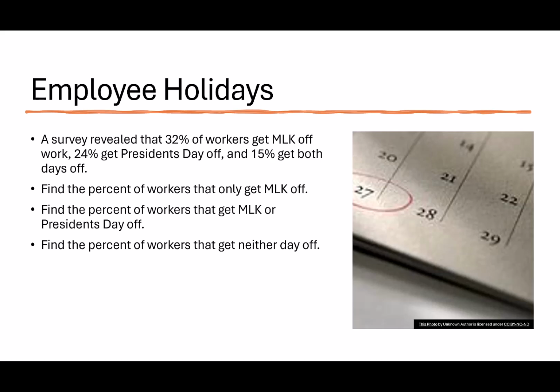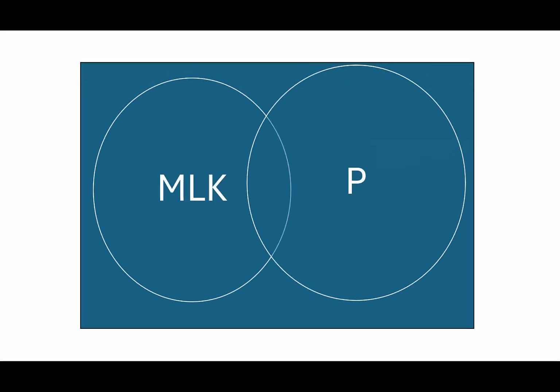The first thing we're going to start off with is a box, and this box is going to represent all employees. Inside the box, we are going to put two sets. One set for the employees that get MLK off, and one set for employees that get President's Day off. Each set is a circle, and notice that the circles overlap to represent the people that get both holidays off.